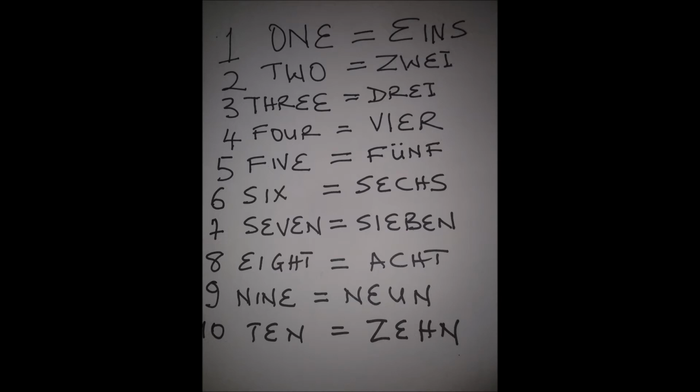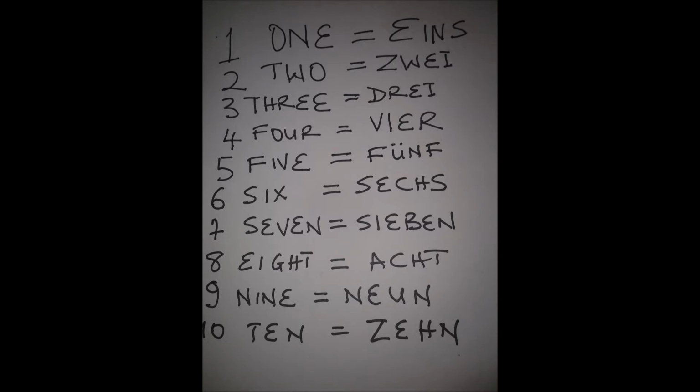In German, Z is like TS. So ten is zehn, pronounced with a TS sound, not ten. This is very important because when we are talking about 13, 14, 15, 16, 17, 18, 19, you have to know the pronunciation of 10.